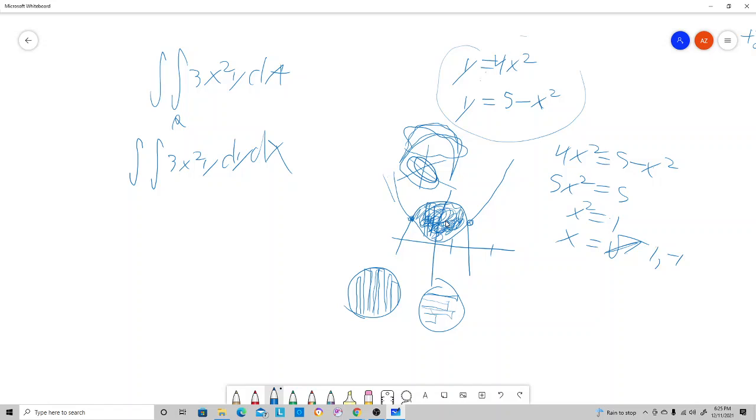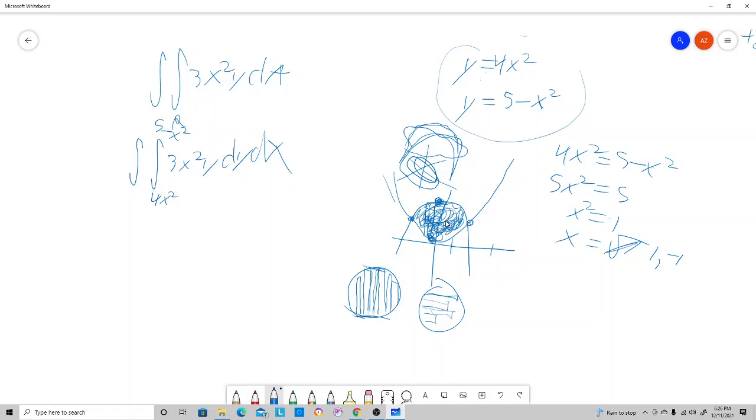So remember, in dy's, we're looking at it from the vertical standpoint. So from here to here. It's easier to think about because vertical columns are dy's. So we're going from here to here. Our function goes from this bottom function to this upper function. So our lower function is 4x squared, and our upper function is 5 minus x squared.